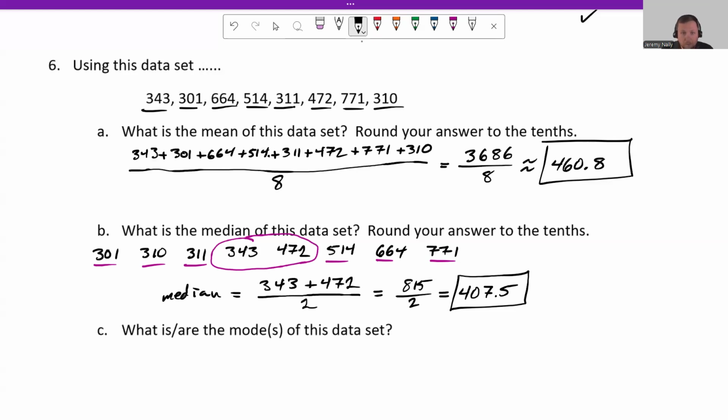Okay, so what's the mode? There's no repeats, so there is no mode. So none or no mode or whatever.